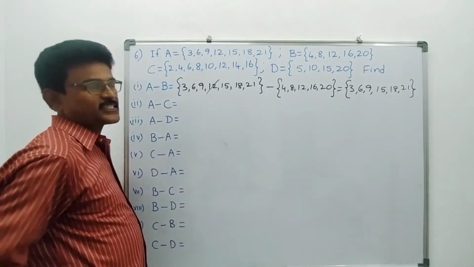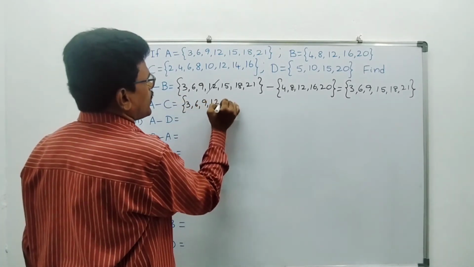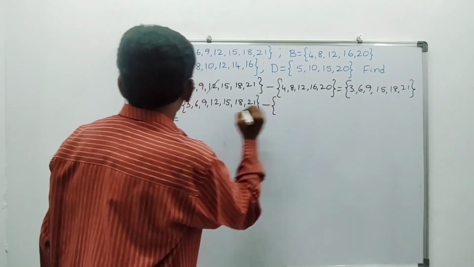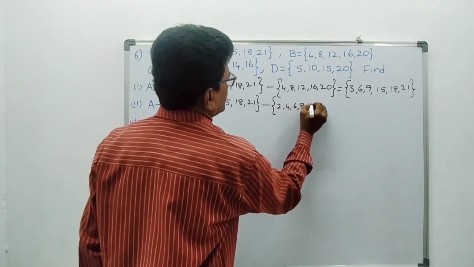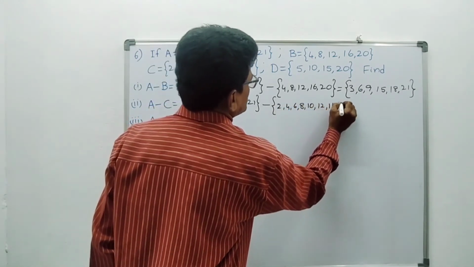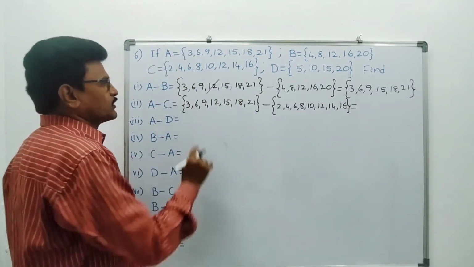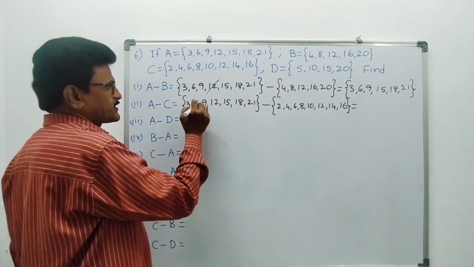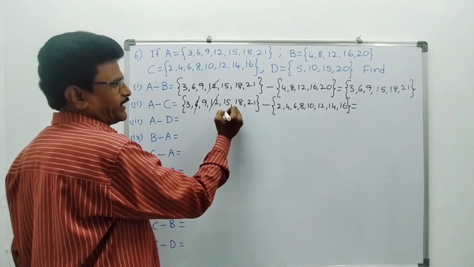Now what is A minus C? First write down the elements of A: 3, 6, 9, 12, 15, 18, 21. Right? Minus. Now C: 2, 4, 6, 8, 10, 12, 14, 16. Now here also we have to cut common elements from the first set. So what are the common elements? 3, it is not there. 6, yes. Again 12, it is there. Okay, next 18, it is not there.